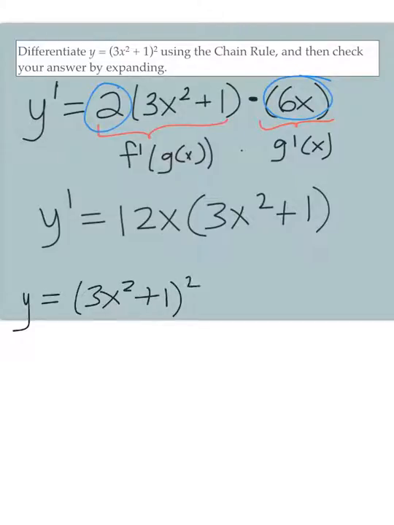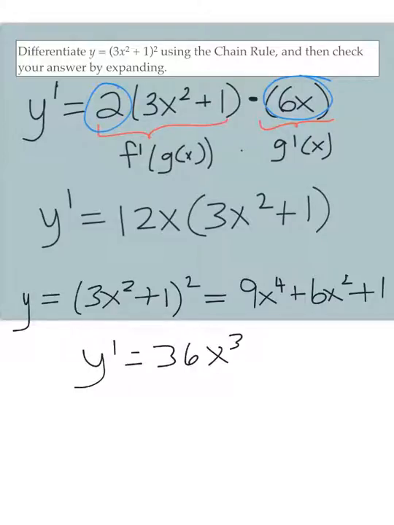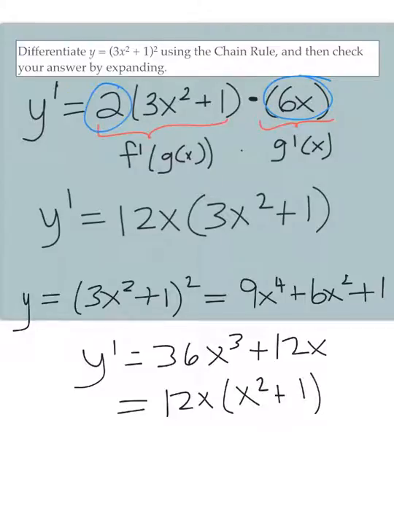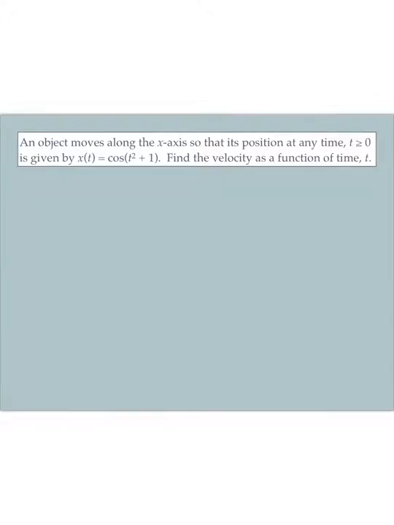Okay, so what they want us to do is expand that and check. If I expanded that out, I would get 9x to the power of 4 plus 6x squared plus 1. If I took the derivative of that, I'd get 36x cubed plus 12x, and I'd factor out a 12x, and I would get 3x squared plus 1. Okay, so I get the same thing. So it works. It's magic. It's definitely magical. Okay, let's look at some other ones.